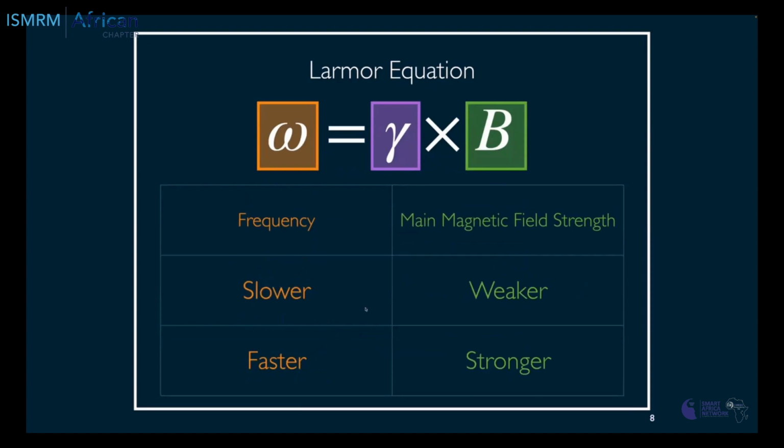Ultimately, though, the key takeaway here is that when the main magnetic field is weaker, we have slower frequency. And when the main magnetic field strength is stronger, we have faster frequency. And that, again, is what the gradients are going to use to manipulate the spins so that certain spins experience faster frequencies and certain spins experience slower frequencies. And we take advantage of that fact to extract spatial information from our images.